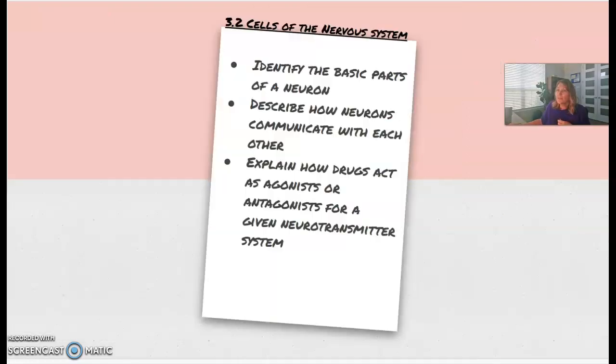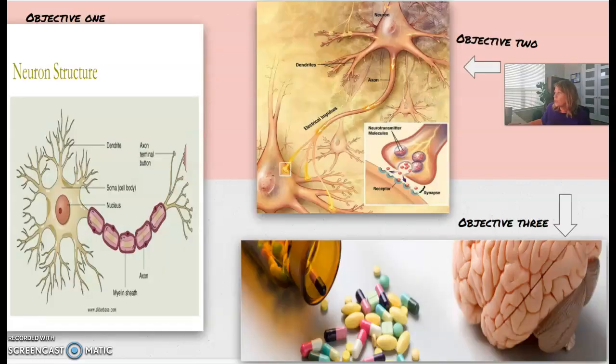Objective 3, drugs acting as agonists or antagonists for a given neurotransmitter system. Let's go back to the picture. There it is. Different neurotransmitters are associated with different functions.